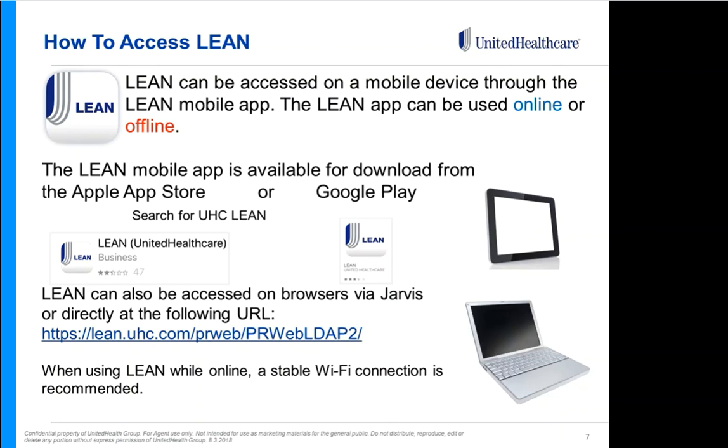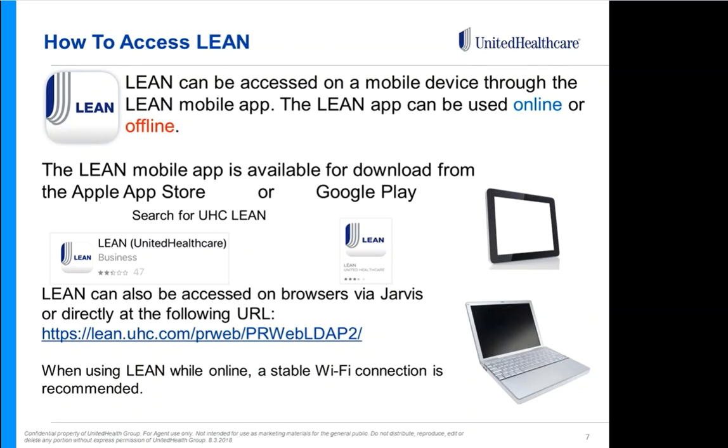Whether you're using the LEAN mobile app or website, we strongly recommend using a stable Wi-Fi signal if you're going to be online. You can use a cellular signal or Wi-Fi hotspot, but they can be unreliable and may cause problems completing an application successfully. Cellular signal strength is highly variable. Having less than 3 bars of signal strength may result in a signal too weak to upload a completed application.